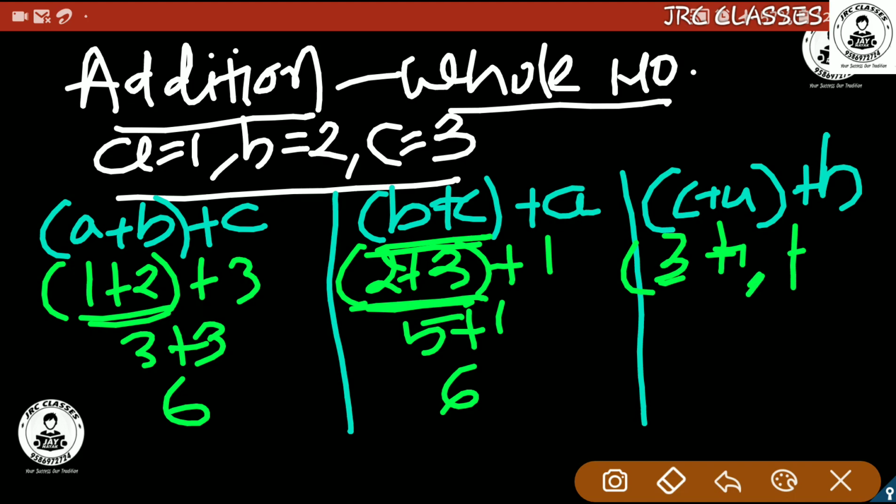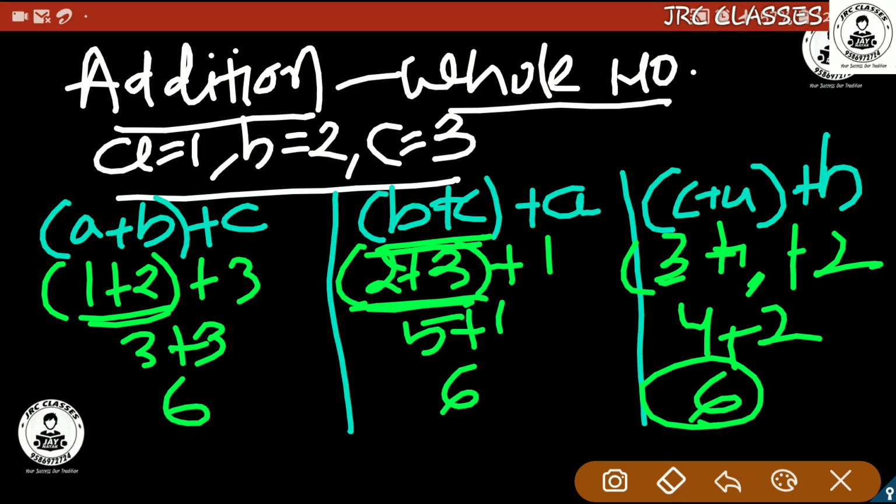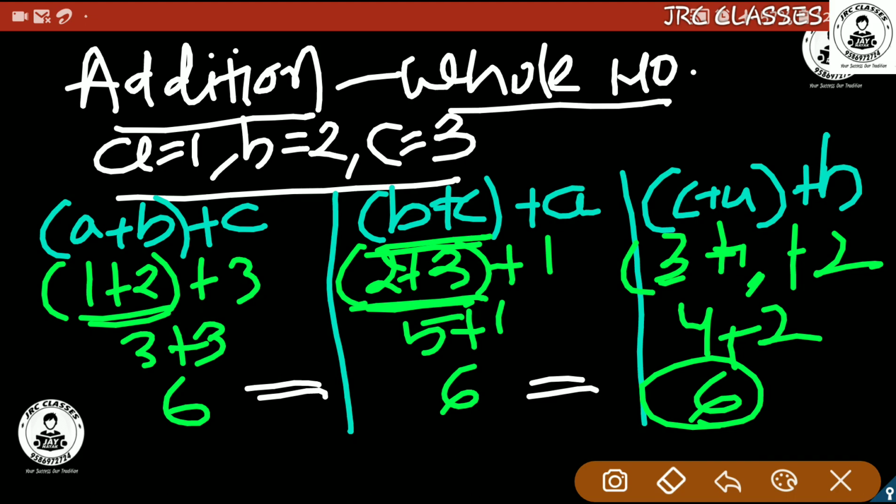Then I will add b, which is equal to 2. Now what is 3 plus 1? 3 plus 1 is 4. 4 plus 2, your answer is 6. Now just cross verify your answers. 6 equal to 6 equal to 6. That means it is 6 every time. So we can say that addition of whole numbers is associative.